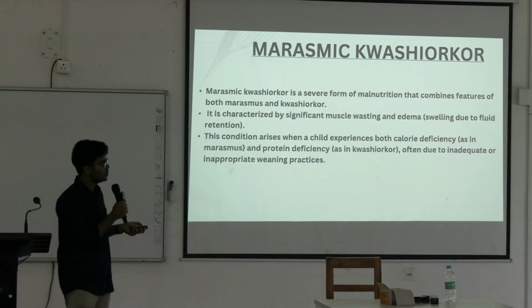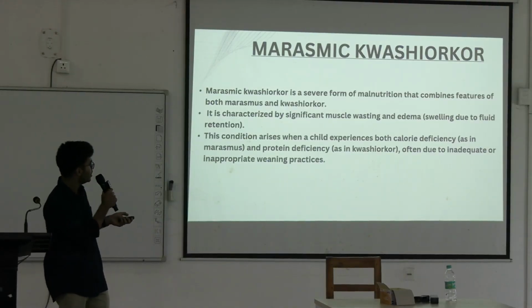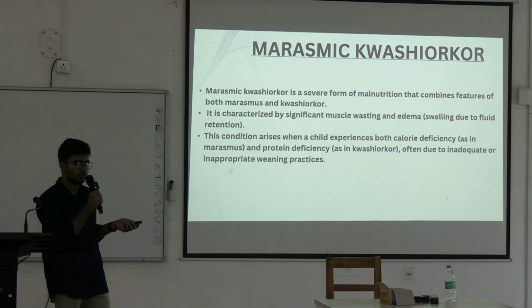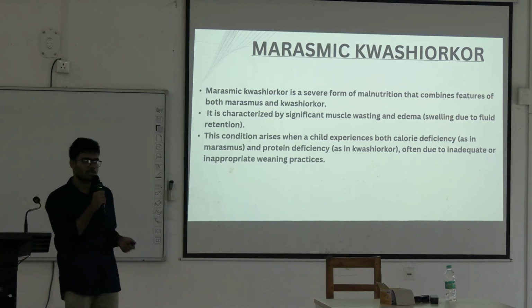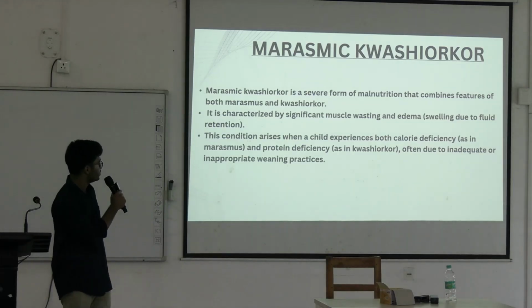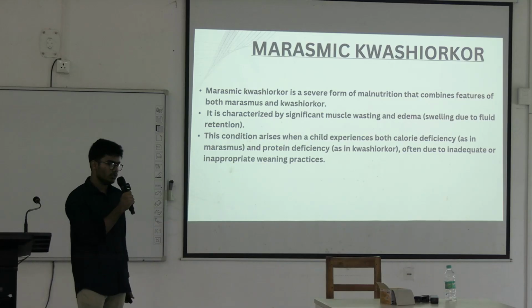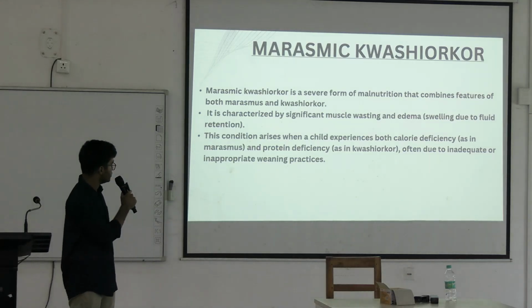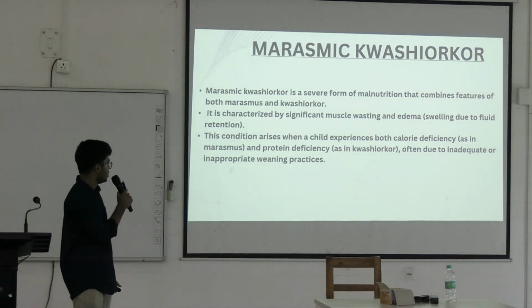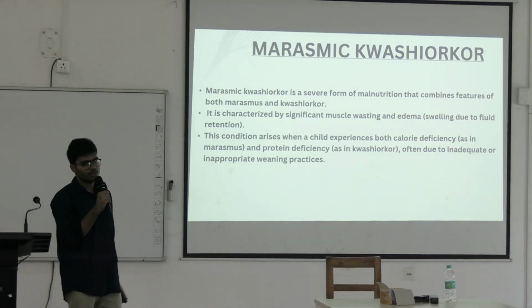Marasmic kwashiorkor is a severe form of malnutrition that combines features of both marasmus and kwashiorkor. It is characterized by significant muscle wasting and edema. This condition arises when a child experiences both calorie deficiency as in marasmus and protein deficiency as in kwashiorkor, often due to inadequate or inappropriate weaning practices.